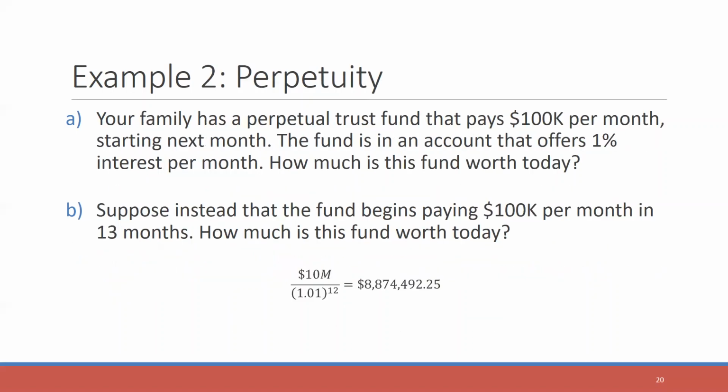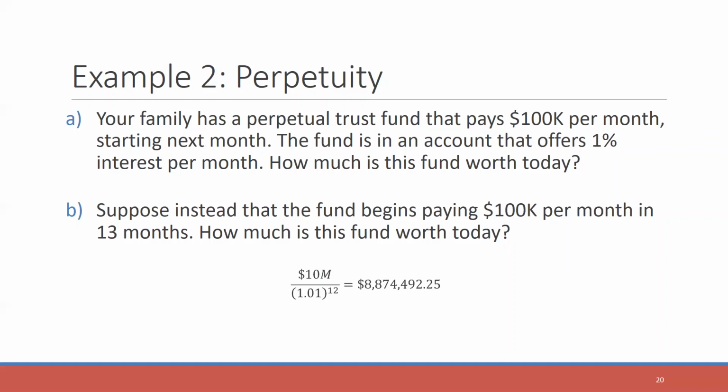Okay, example 2. Your family has a perpetual trust fund that pays 100K per month starting next month. The fund is in an account that offers 1% interest per month. How much is the fund worth today? Remember, this is a perpetual fund, meaning that it's always going to be paying 100K per month, and it starts next month. This is very clearly an example of a perpetuity, so we can plug it into our perpetuity formula to find the present value.